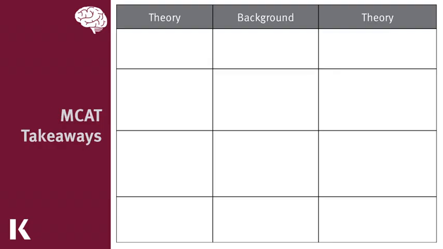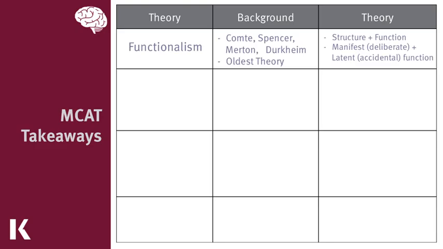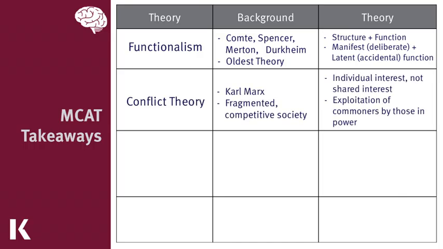Let's do a quick review of the differences between the 4 major sociologic theories the AAMC will expect you to know for test day. Functionalism is the oldest theory, deals with each component group of society fulfilling a particular role, and also encompasses the concepts of manifest and latent functions. Conflict theory is based on the work of Karl Marx, and deals with individuals and groups competing within society for their own best interests. The conclusion here is that the powerful will coerce the exploitable to act in the best interests of the powerful.